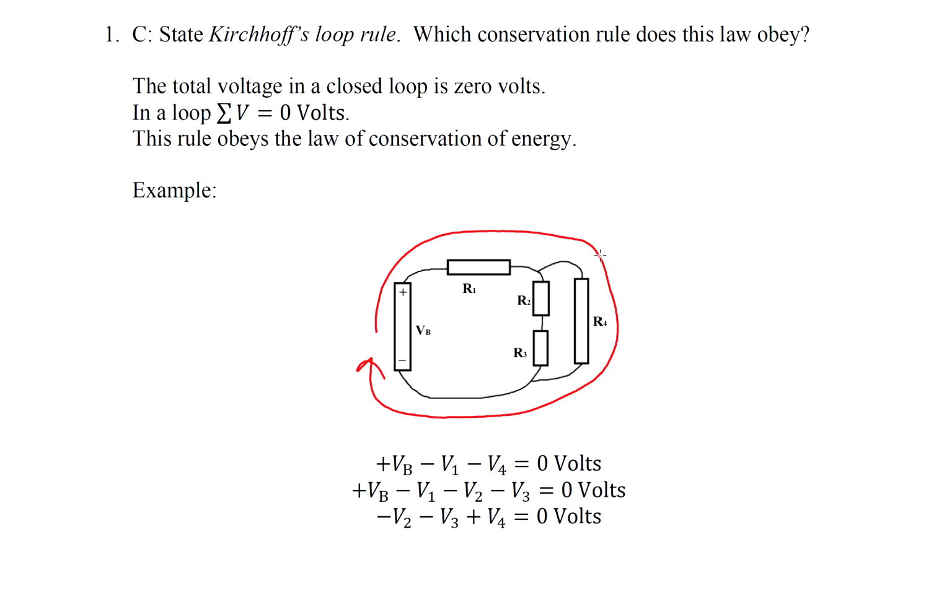So let's take a look at this outer circle here in this circuit. We'll have plus the voltage of the battery, minus the voltage drop through resistor 1, minus the voltage drop through resistor 4, is 0 volts.